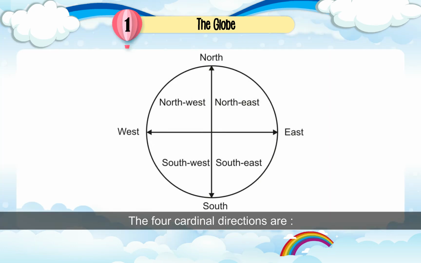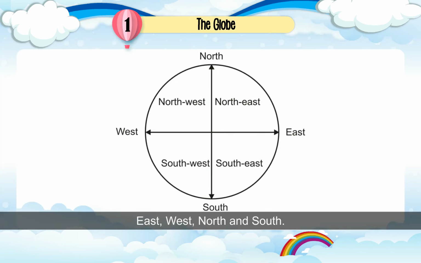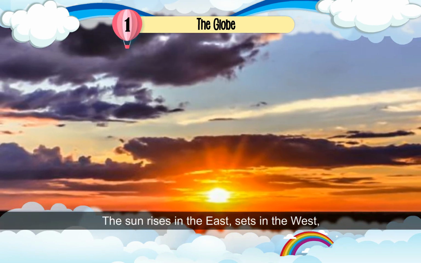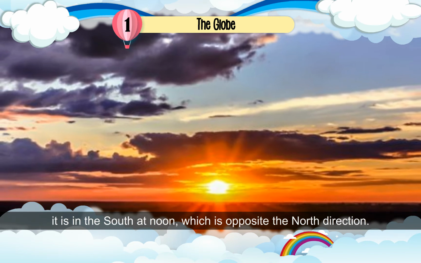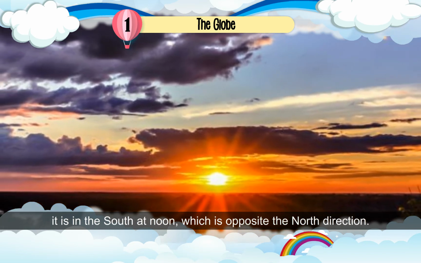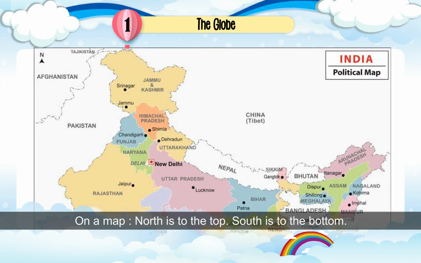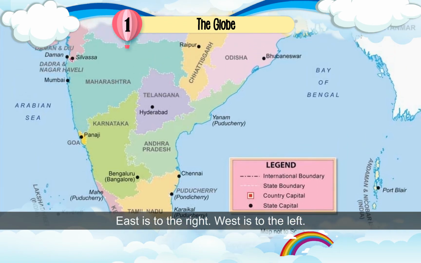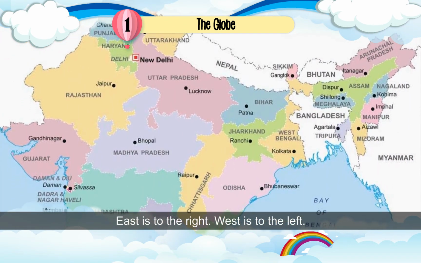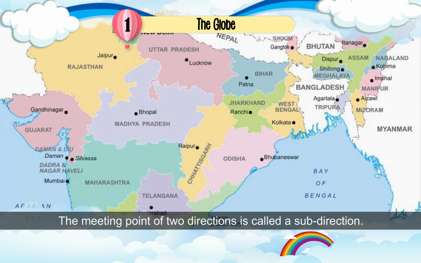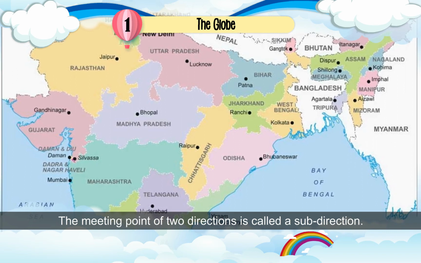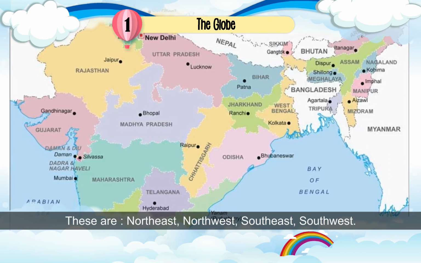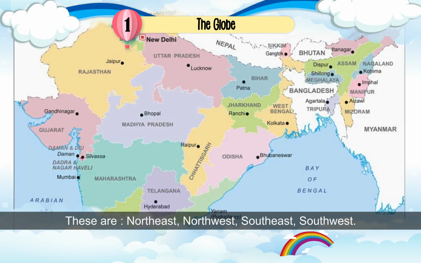Directions. The 4 cardinal directions are east, west, north and south. The sun rises in the east, sets in the west. It is in the south at noon, which is opposite the north direction. On a map, north is to the top, south is to the bottom, east is to the right, west is to the left. The meeting point of 2 directions is called a subdirection. These are northeast, northwest, southeast, southwest.